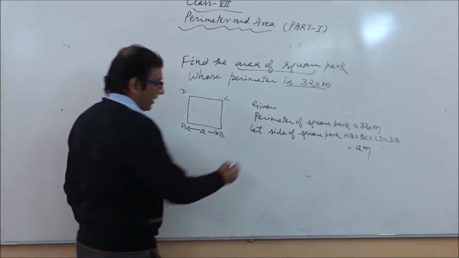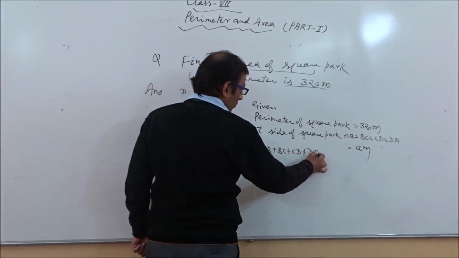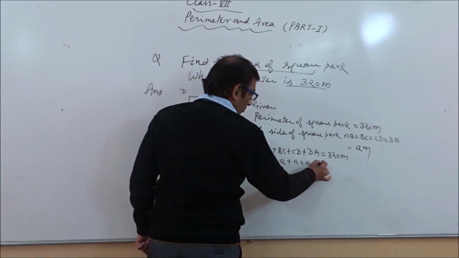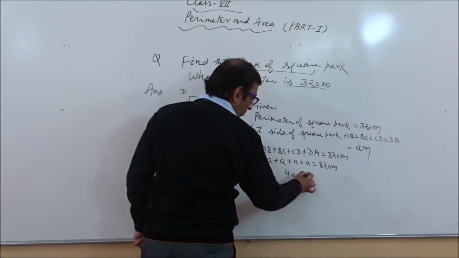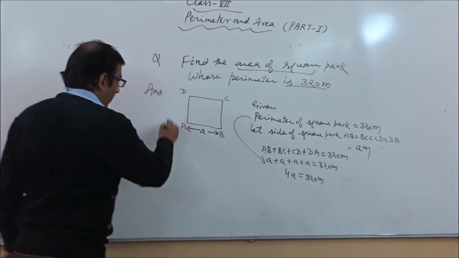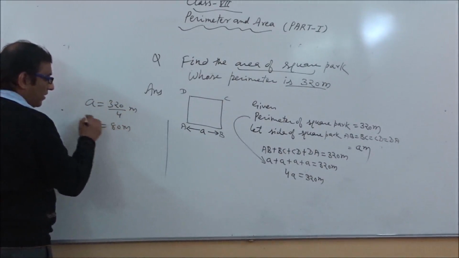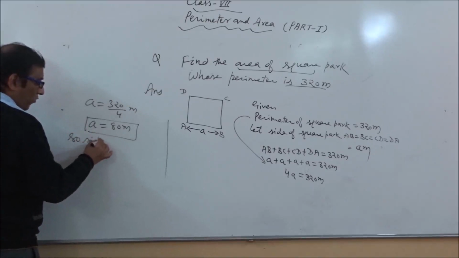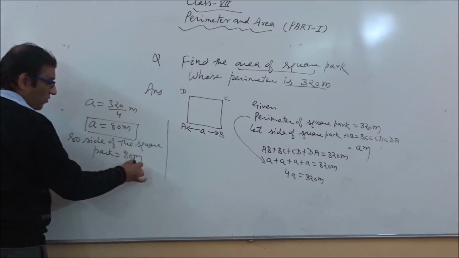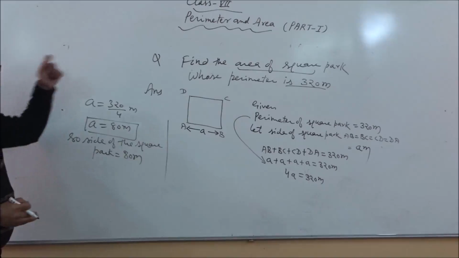And what will we get? We will get AB plus BC plus CD plus DA equals 320 meter. So we will get A plus A plus A plus A equals 320 meter, so 4A equals 320 meter. If you want to apply the direct formula here, 4 into side, that is also possible. Dividing both sides by 4, we will get A equals 80 meter. So the side of the square part equals 80 meters. This is the way of solving for the side if the perimeter is given.